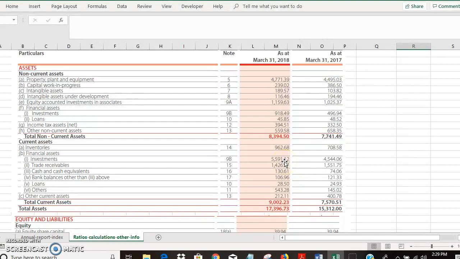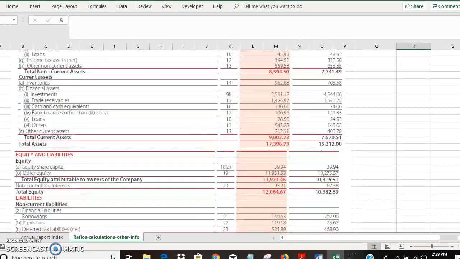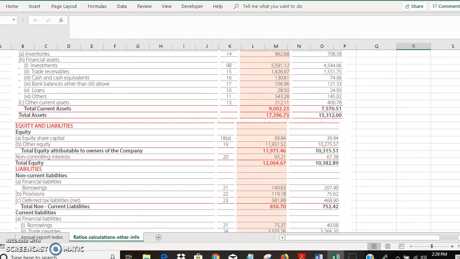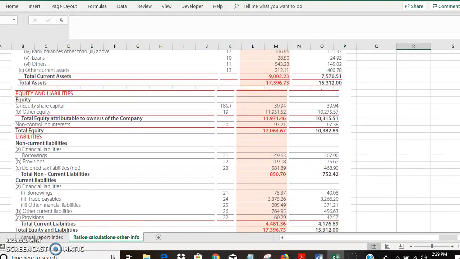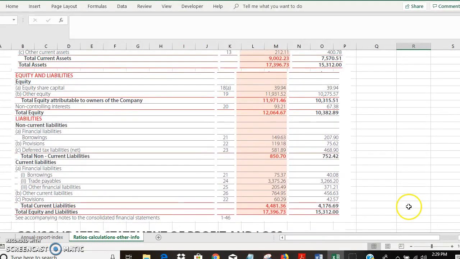It's a pretty liquid company. But now if you look at the liabilities, they don't have any borrowings. So you're like, wow, right? If you see the non-current borrowings, other than the trade payables, their debt is really less. The trade payables is basically their payment to all their suppliers.